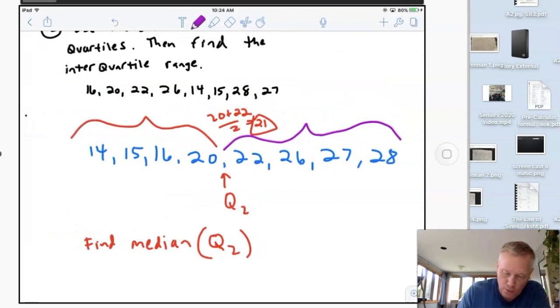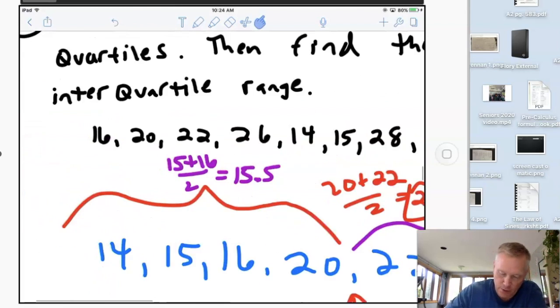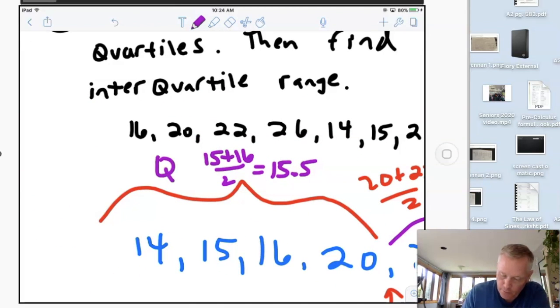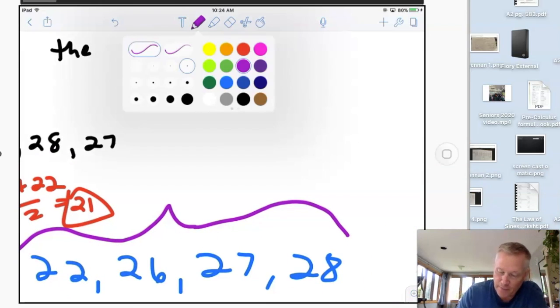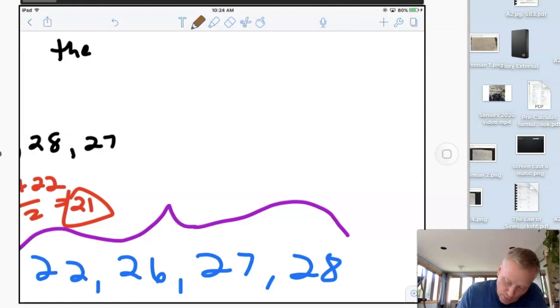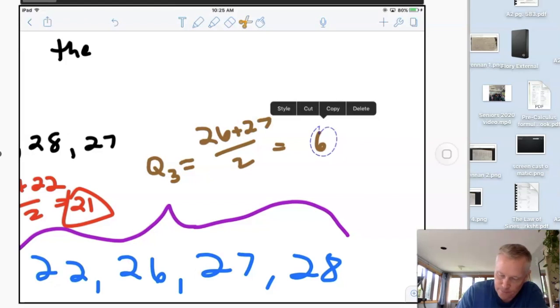So the median of these 2 will be in between the 15 and the 16, right? Which is 15 and a half. Over here, that would be Q1 for first quartile. Q3 is going to be the median of the top half of the data, which will be when I average the 26 and the 27, which is 26 and a half.